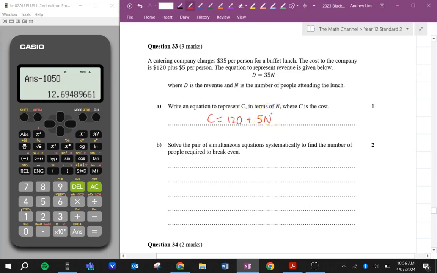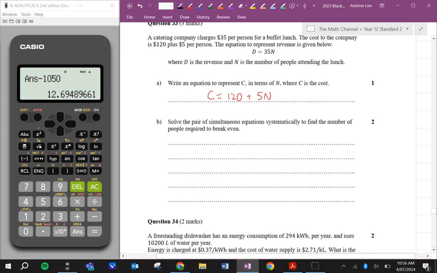Solve the pair of simultaneous equations systematically to find the number of people required to break even. So breaking even means C, the cost, is equal to the revenue, C is equal to D, or 120 plus 5N is equal to 35N, because that's what D is equal to. So I'm going to minus 5N from both sides. I'm going to divide by 30. So yeah, they only need 4 people to break even. Four people are required to break even.